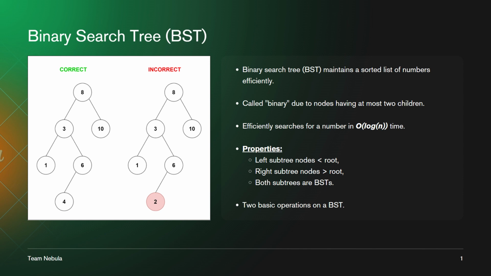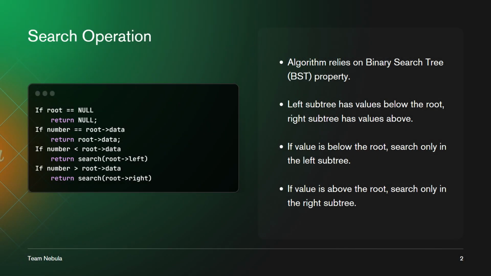There are 2 basic operations that you can perform on a binary search tree. Search operation. The algorithm depends on the property of BST that each left subtree has values below root and each right subtree has values above the root. If the value is below the root, we can say for sure that the value is not in the right subtree. We need to only search in the left subtree, and if the value is above the root, we can say for sure that the value is not in the left subtree. We need to only search in the right subtree.